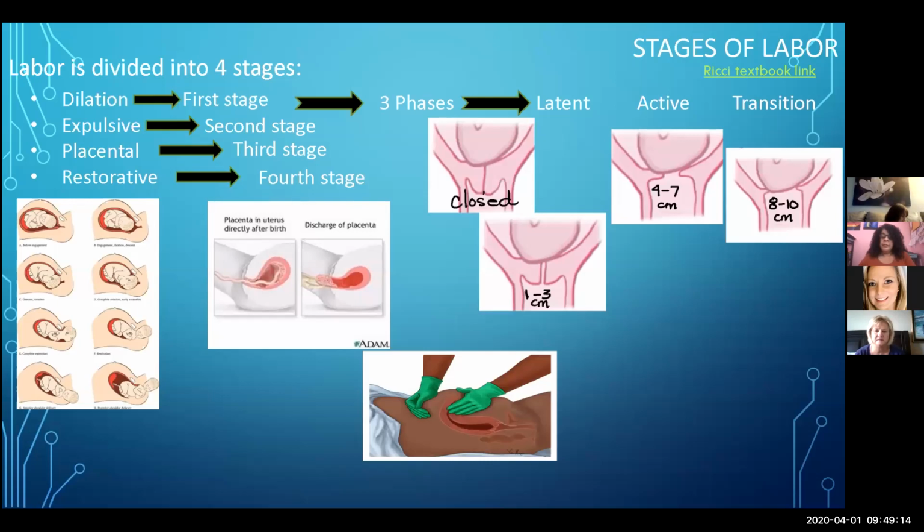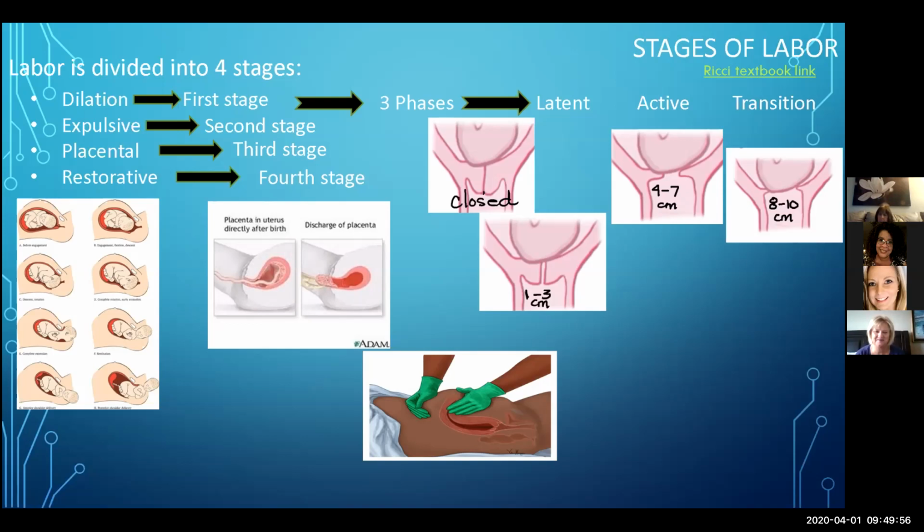The active phase encompasses a time from an increase in the rate of cervical dilation until the completion of cervical dilation and is characterized by cervical dilation from 4 to 7 centimeters and cervical effacement from 40 to 80%. The active phase lasts up to 6 hours for nulliparous women, so again, first-time mamas, and 4 to 5 hours for multiparous women. So again, 6 hours for nulliparous women and 4 to 5 hours for multiparous women.